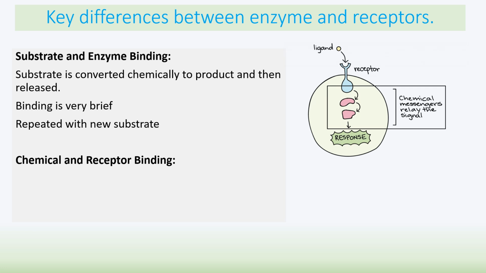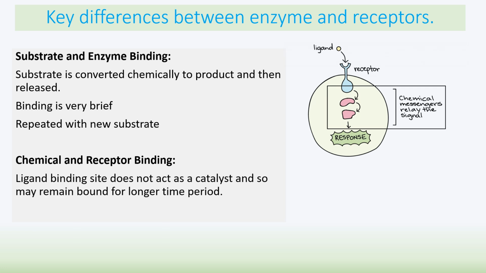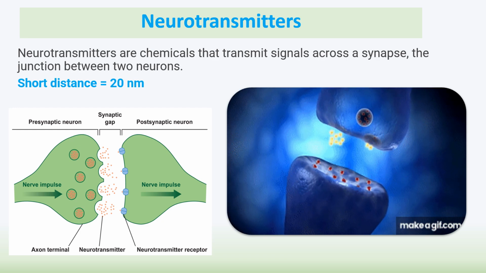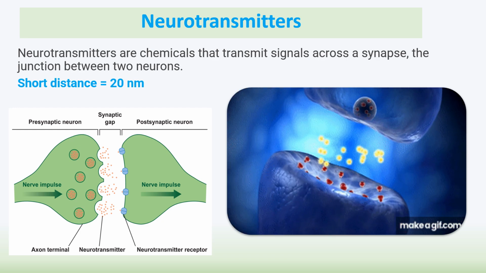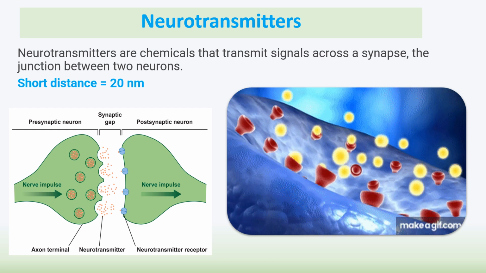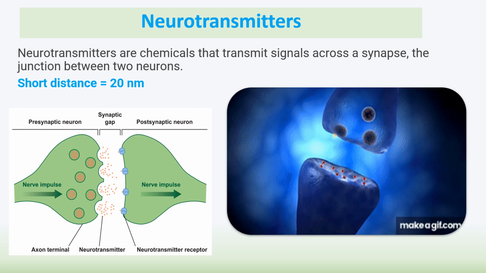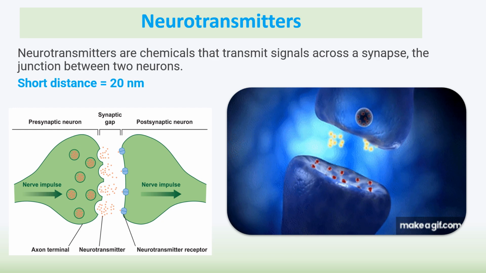With chemicals and receptor binding, the ligand binds to the receptor site and doesn't act as a catalyst, so it might remain and bind for a long period of time. It might form a conformational change of the receptor, and eventually the chemical will be released unchanged. So examples that we need to be aware of are neurotransmitters. And neurotransmitters are chemicals that transmit signals across a synapse, about 20 nanometers in gap. And you need to watch the neurotransmitter and synapse video to study this.